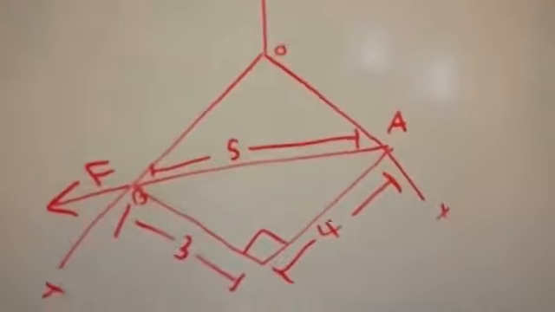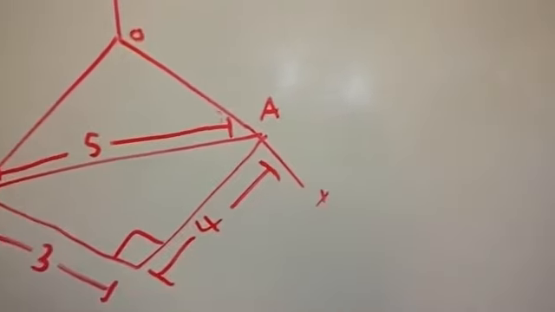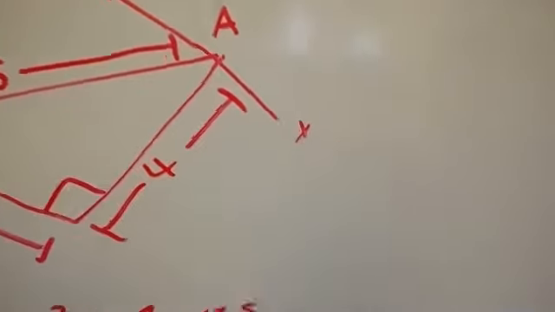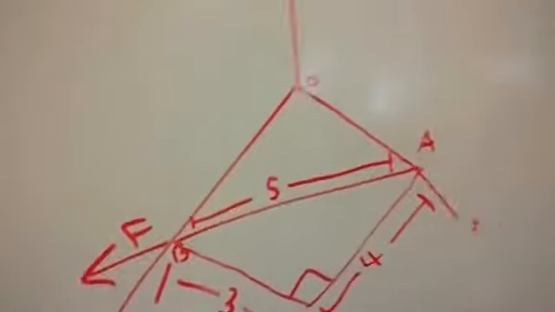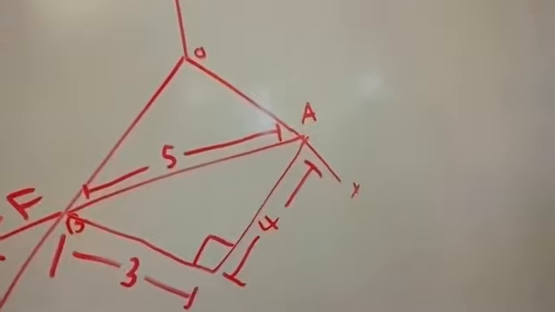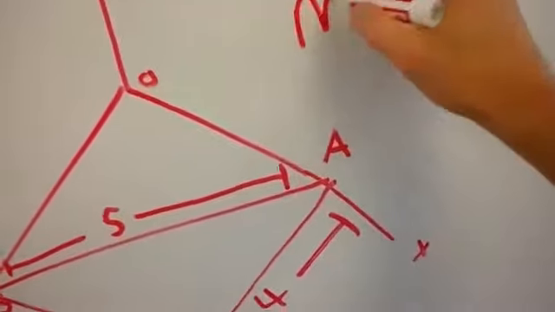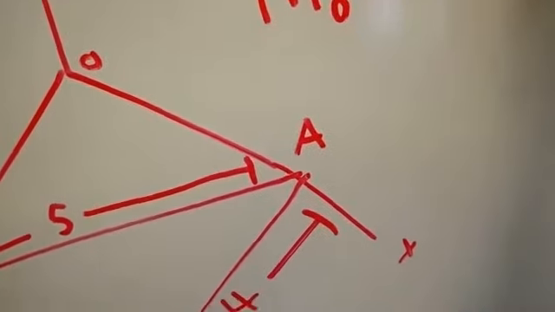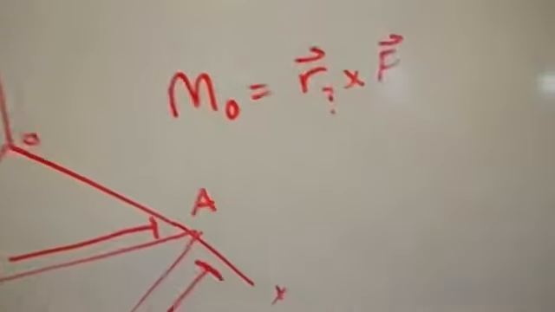And you could actually prove to yourself that it gives you the same answer. So I actually recommend on this problem that you do it both ways, and you should get the same answer. Because the definition of the moment is that M_O is going to equal R cross F. And the question is, what R?